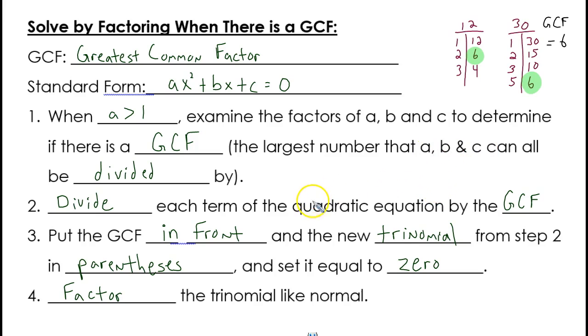And if we find that greatest common factor, we'll divide each term by that greatest common factor. When we do this, you'll see that we'll put the greatest common factor in front, and the new trinomial, the leftover bits, will go into parentheses. And of course, it's still going to be set equal to 0, and after we get it set equal to 0, then we'll use one of the methods that we've already talked about to factor the trinomial like normal. So once we do this greatest common factor step, it'll be just like the problems we've been working out already.